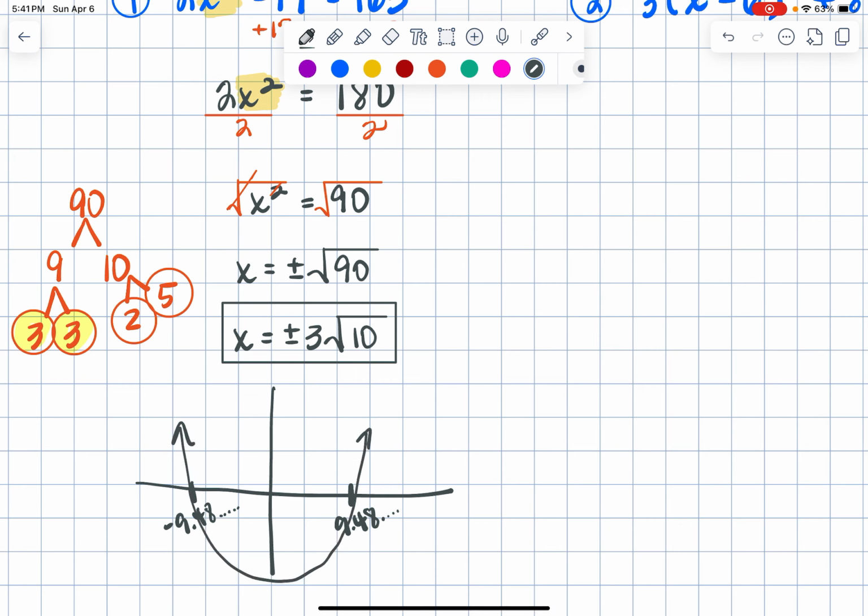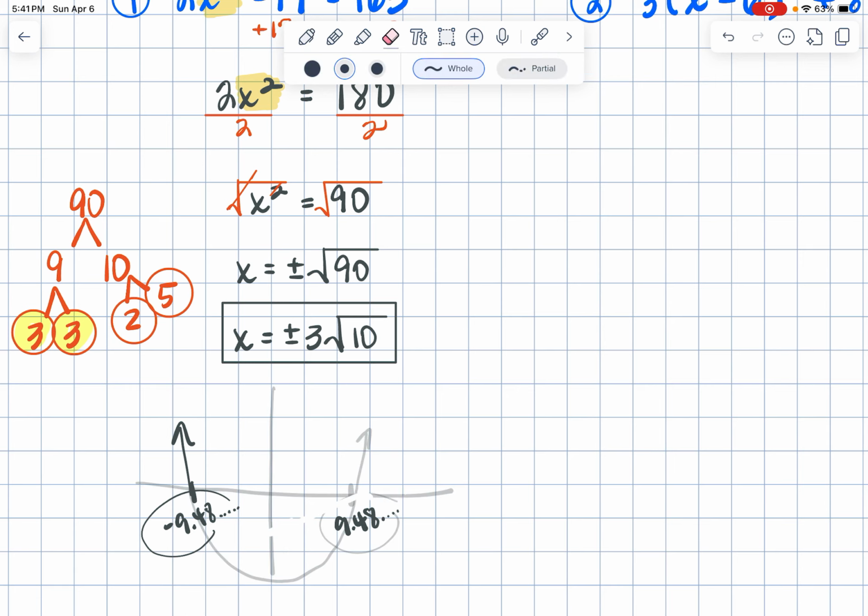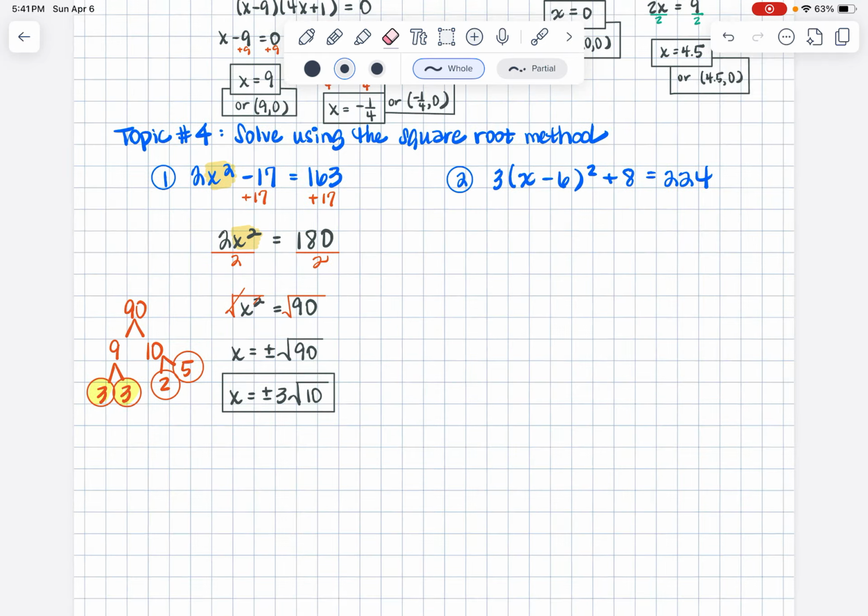And if you check it on Desmos, Desmos doesn't do square roots, right? So it's going to give you the rounded decimal number. But you could still use Desmos to check your work if you want to. You're just not allowed to give me decimal answers. Okay? All right, let's tackle one more of these really quick.